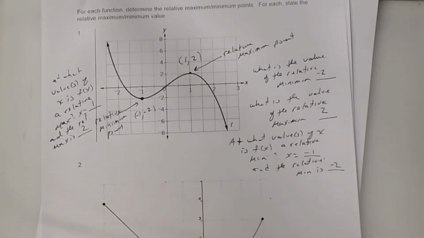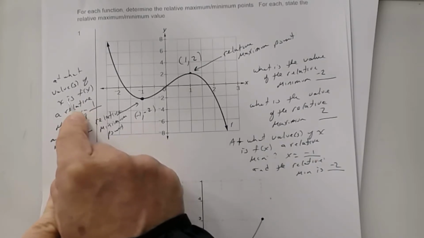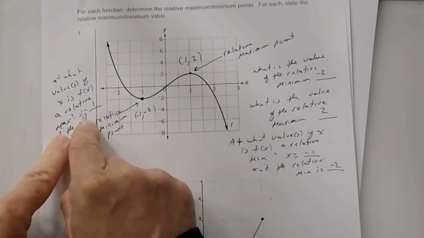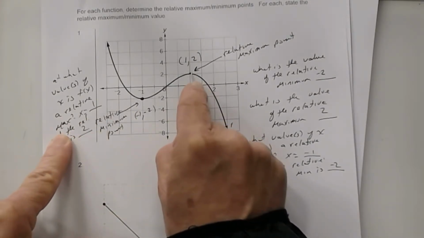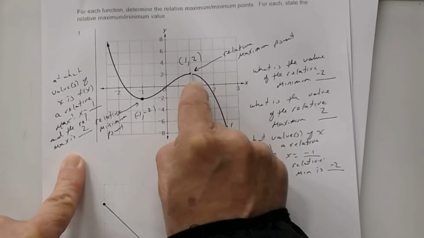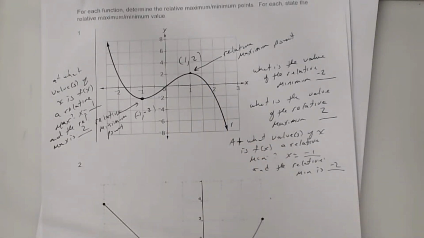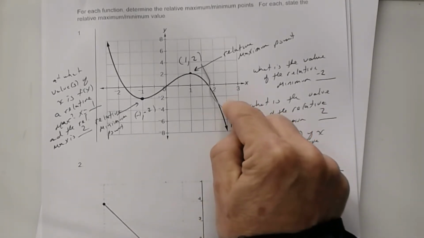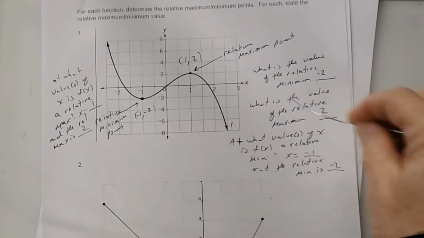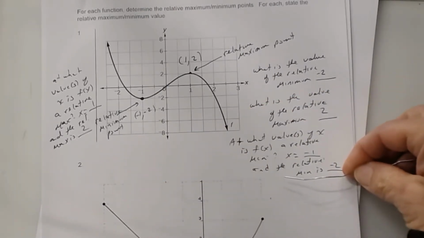Okay, listen to the question. Okay, so the question is this. At what values of x is there a relative max? What is the x value? 1. What is the relative max? 2. There's only one relative maximum point, and there's only one relative minimum point. One question is asking for the x value, the other question is asking for the y value of each.